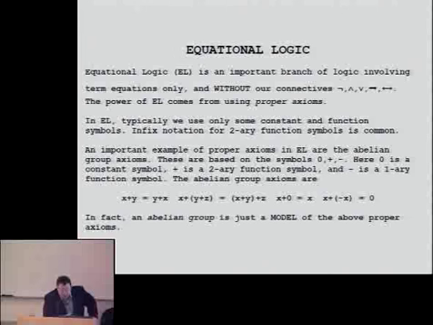Typically, you only use some constant and function symbols. You don't use all of them. And you use infix notation for binary function symbols, like plus. Nobody writes plus of a comma b. You like to write a plus b. It's another little twist when you actually use this. So I want to talk about, just as an example, a particularly famous collection of proper axioms in equational logic, called the abelian group axioms. x plus y equals y plus x.